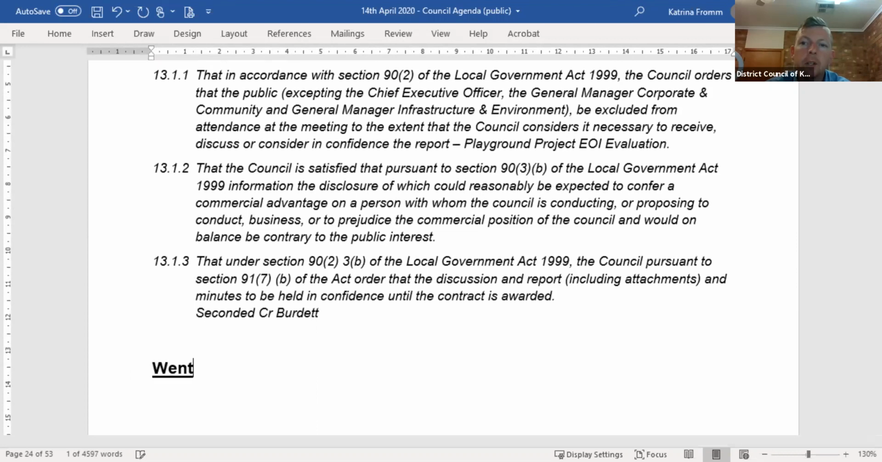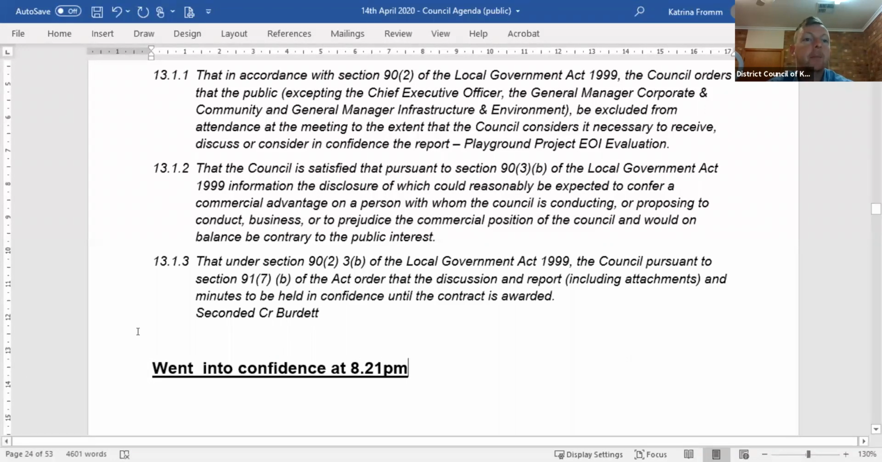Okay, so just noting here for the purposes of the recording that the last item on the agenda is now being discussed and council is moving into confidence, and the recording will be stopped at this point in time, 8:22 p.m. Thank you.